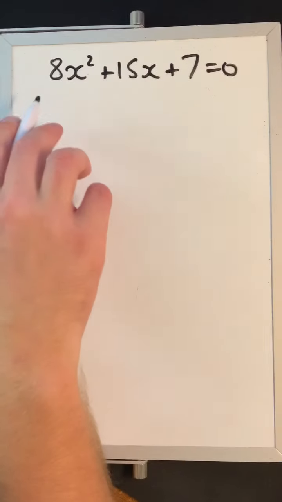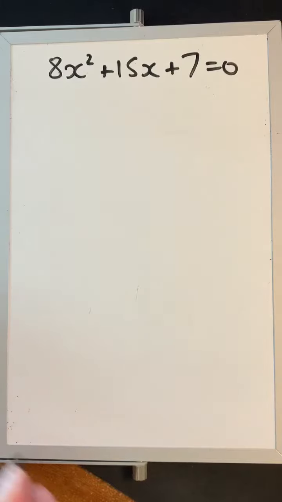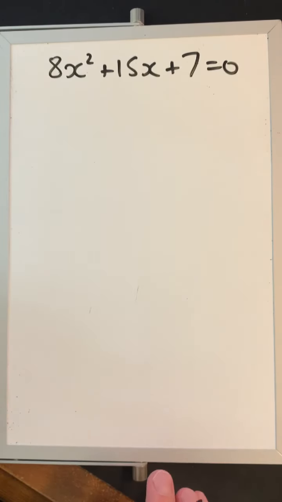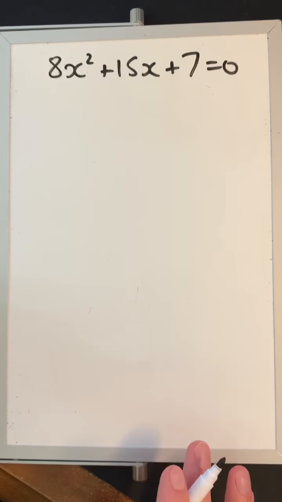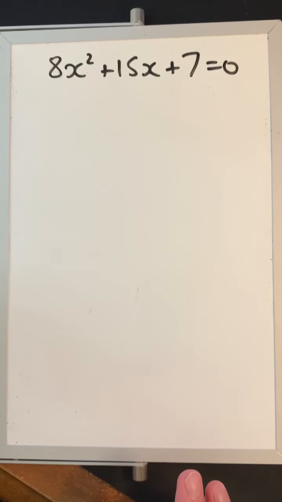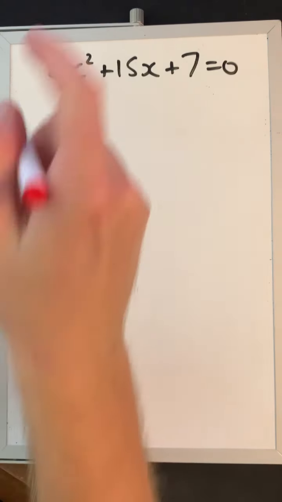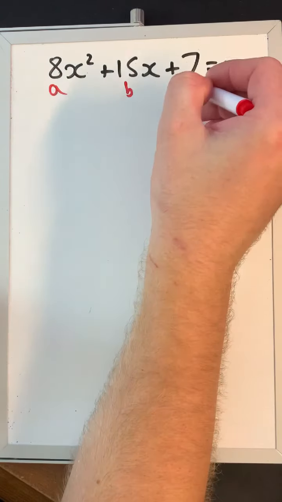Now this doesn't look like a nice one to factorize, but we'll see at the end that it does actually factorize. But going through the trial and error would take longer, I would say, than doing this by the formula. So the quadratic formula then, remember, we've got a, b, and c.